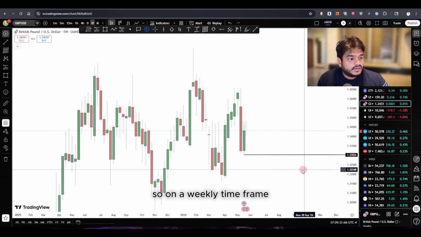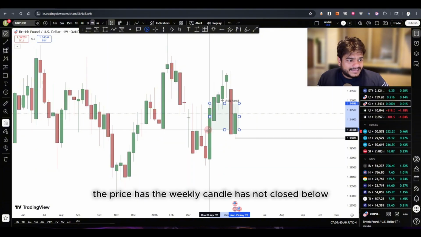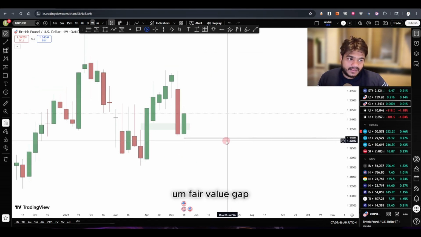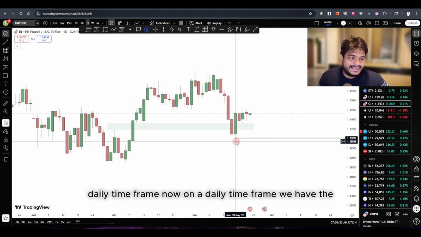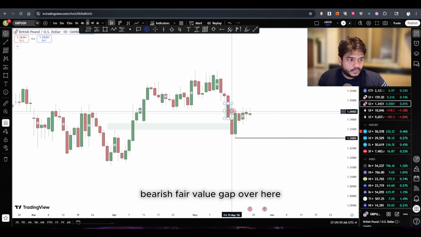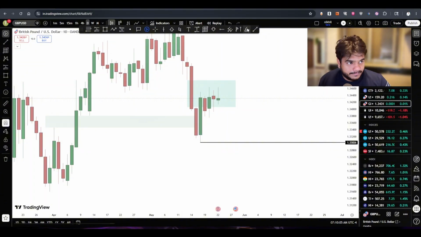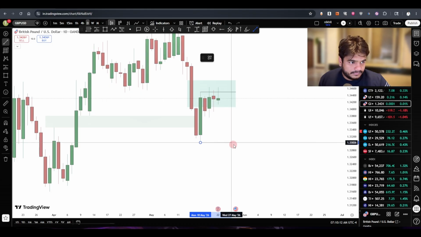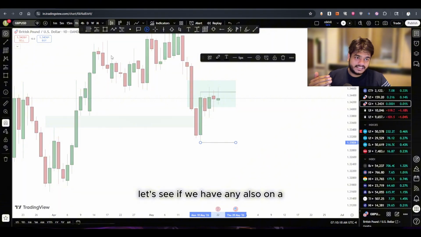GU. So on a weekly time frame, same, it's bullish. But if you look at GBP, the weekly candle has not closed below that fair value gap. This red candle definitely did, but it just bounced back. On the daily time frame, we have the bearish fair value gap over here. According to that, if I apply CRT here, this is the high of that candle, this is the low of that candle. We still haven't had any change in state of delivery on a smaller time frame. Let's see if we have any.